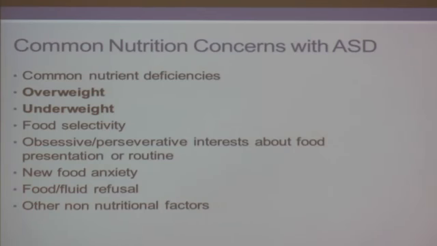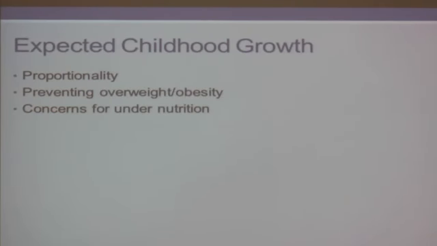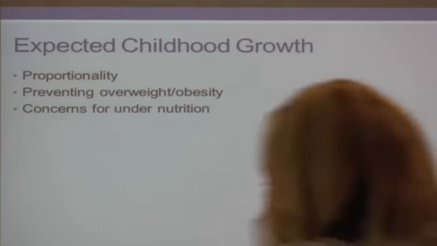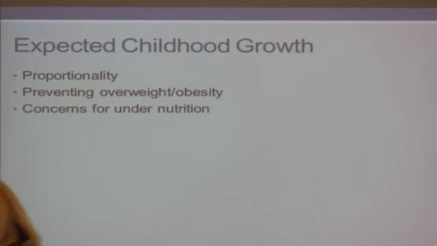So next I want to talk about overweight and underweight and kind of cover those collectively together. So as far as understanding expected childhood growth, we're going to talk about proportionality, how we assess a child's growth. Primarily, we're looking at their ratio of weight to height. And then I'll also talk a little bit about preventing overweight and obesity, and then concerns for undernutrition.